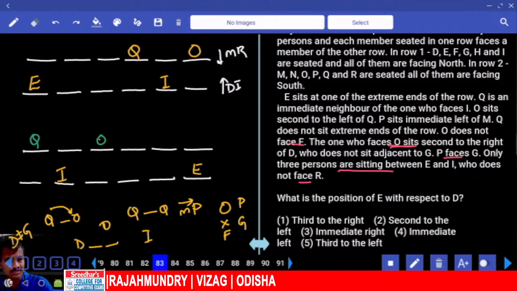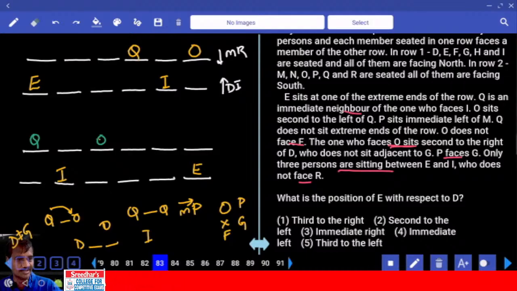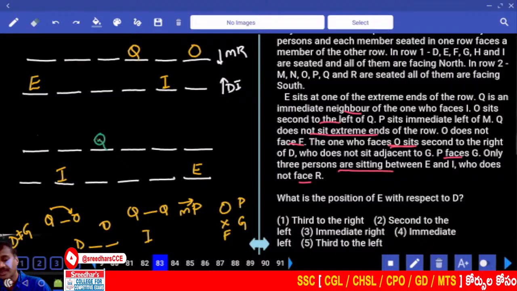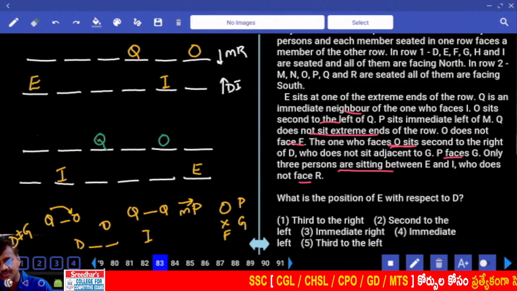Q does not sit at an extreme end. Where is that information here? Q is an immediate neighbor, O sits, and Q does not sit at extreme end. As Q does not sit at extreme end, here Q is ruled out, then we need to have Q. Q is here, then O will be here.